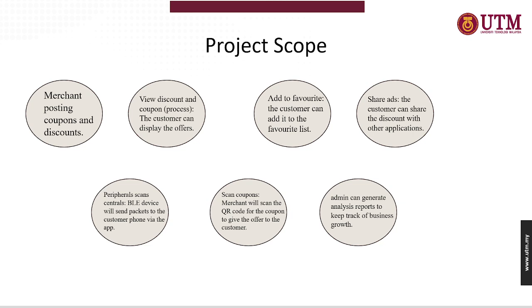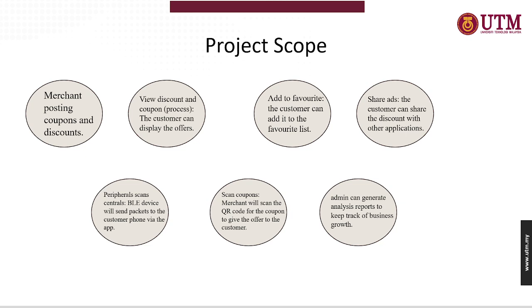The BLE device will scan the nearby customers' devices so they can display the coupons on their side. Scan coupons, the merchant will scan the QR coupon to give the offer to the customer. The admin can also generate an analysis report to keep track of business growth.